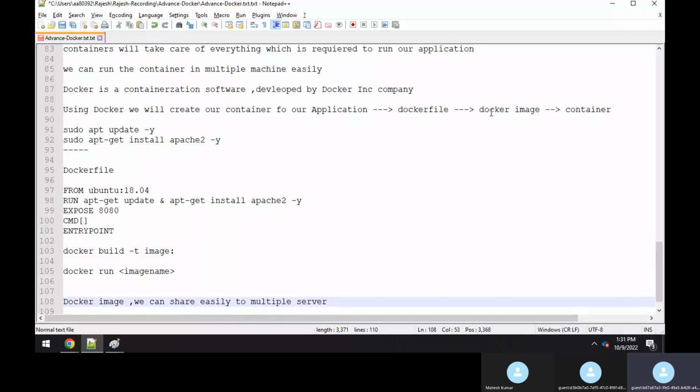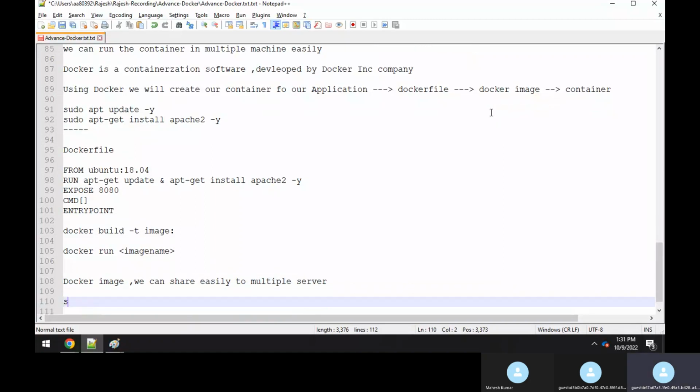Once you run this image, what happens? Docker will create a container for that image. Once the container is created, it means your application will start running within that container. All right. So using a Docker image, we can create a Docker container, and we can execute it. That's all.